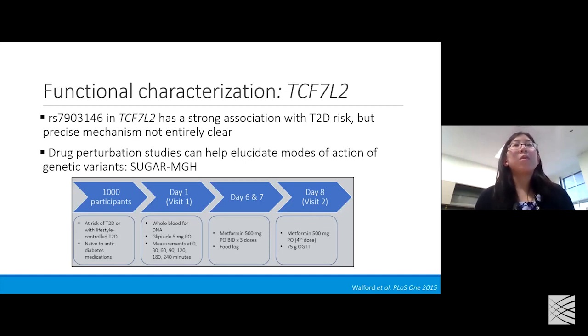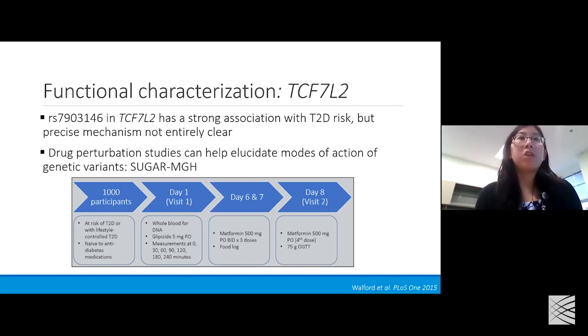As described earlier, we can use drugs to perturb the human organism and help understand modes of action of variants. This was the basis for a study conducted in Jose Florez's lab at MGH, to understand the genetics of the acute response to metformin and glipizide in humans. In this study, 1,000 healthy participants at risk of type 2 diabetes were given a glipizide challenge of 5 milligrams, one-time dose, and subsequent measurements of glucose and insulin were performed over 240 minutes.